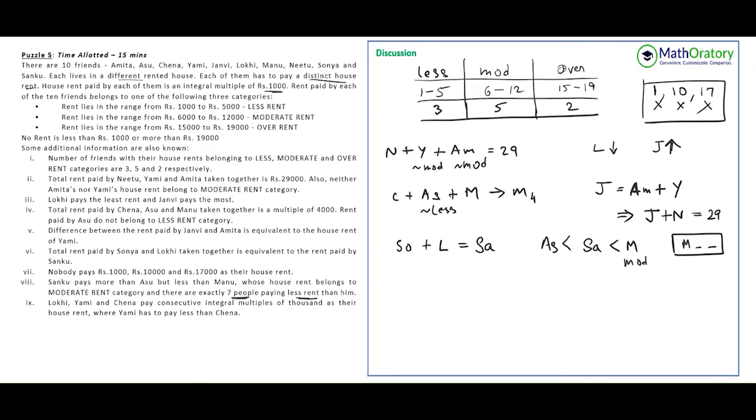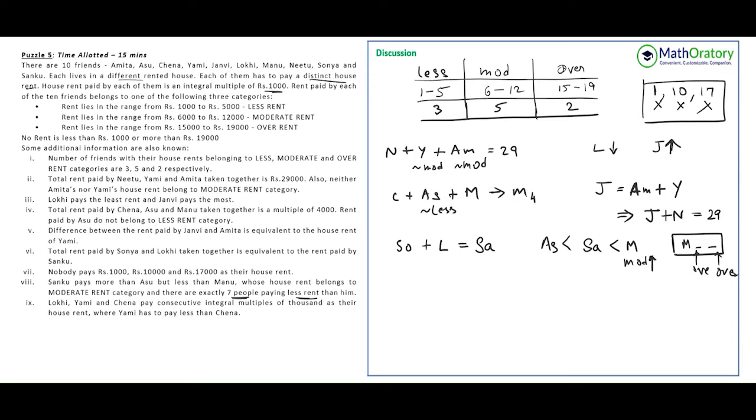Okay, 2 people are in the over category, right? So these two have to be in the over category. This is interesting: this has to be over category, and this also has to be over category. There are only 2 people in the over category, right? And because M is in moderate, the 2 people just ahead of him have to be in the over category. It also tells me something else, that M is the highest one in the moderate category, right? Because the ones just above him are the ones paying over rent. So okay, a lot of analysis can be done from this information.